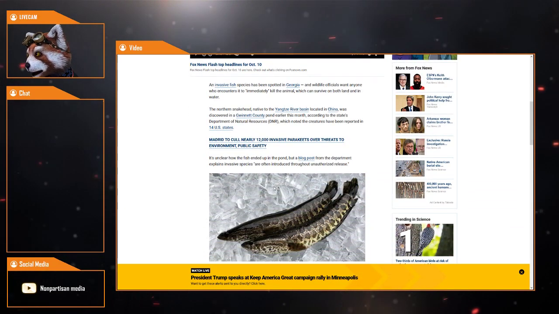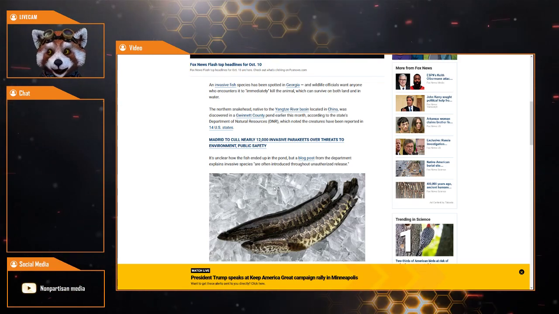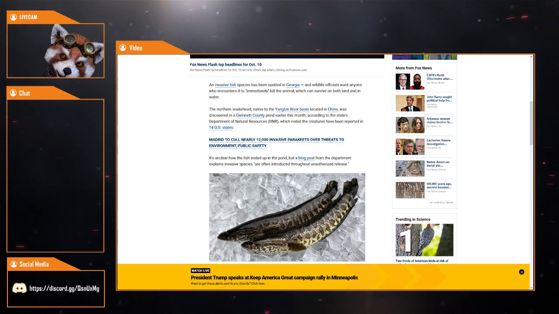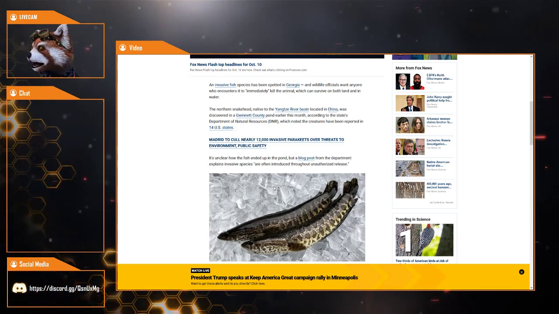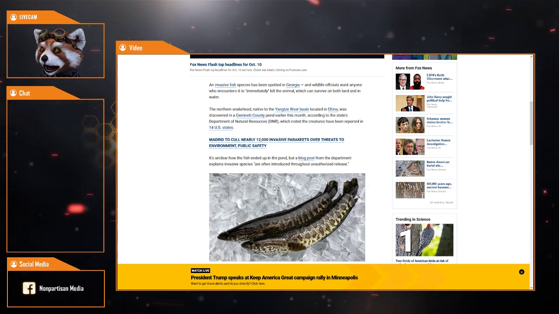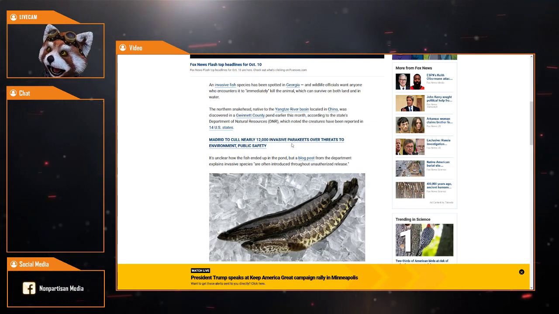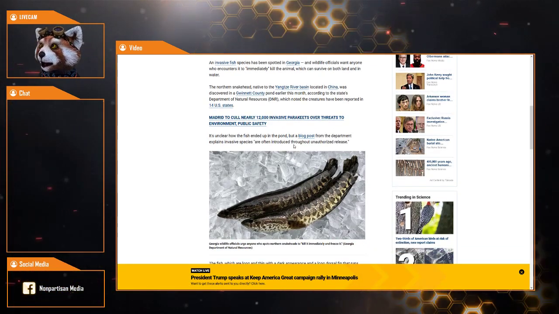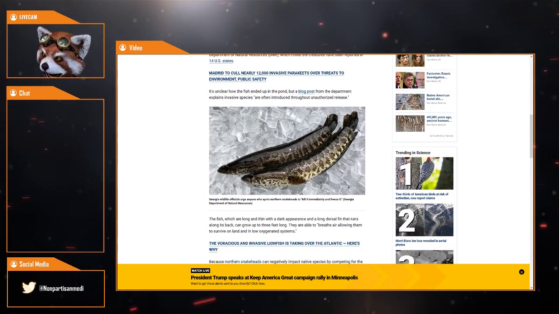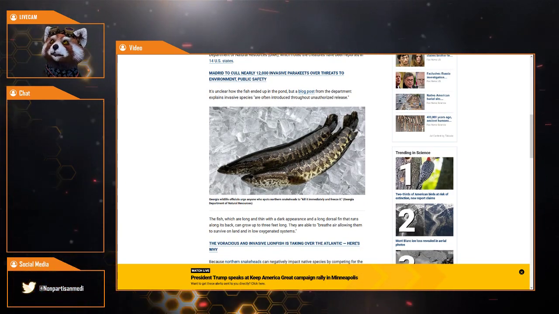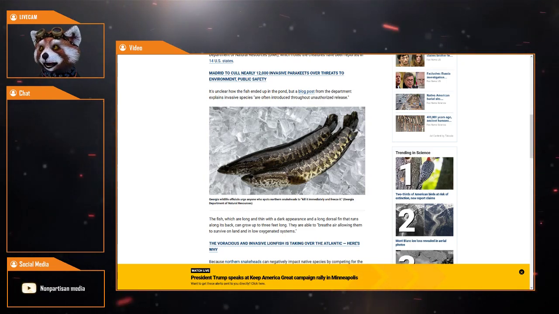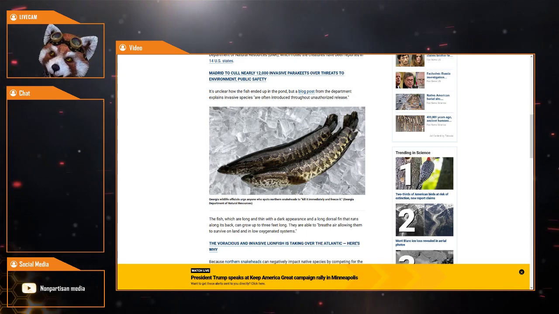The invasive fish species has been reported in Georgia, and officials want anyone who encounters it to kill it immediately. It can survive on both land and in water. The northern snakehead, native to the Yangtze River Basin in China, was discovered in a Gwinnett County pond earlier this month, according to state resources. It's unclear how the fish ended up in the pond, but a blog post from the department explains invasive species are often introduced through unauthorized release.